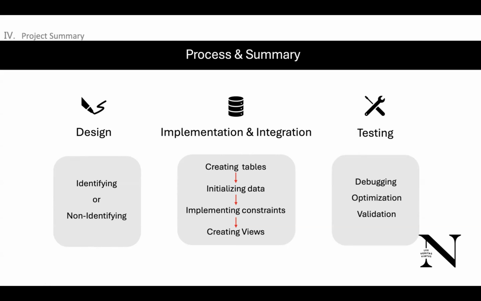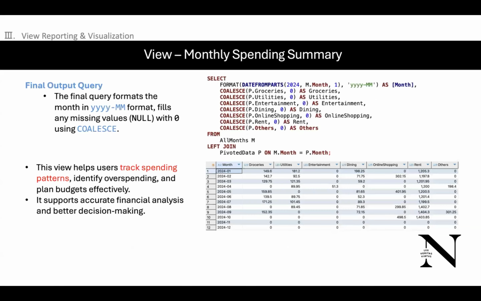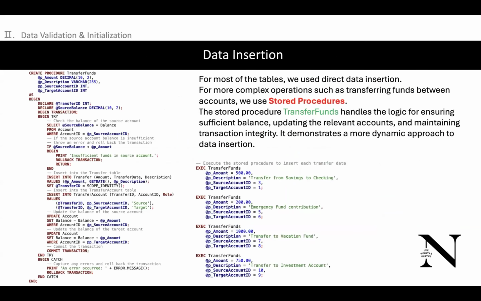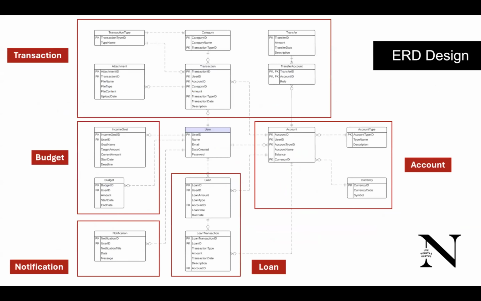Sure. Thank you for asking. To maintain data integrity, we use constraints and triggers. For example, in the loan table, we use a check constraint that ensures the due date is always later than the loan date, and also in the account table, users cannot create multiple accounts with the same name. We also use foreign keys to link tables, like tying each account in the account table to a valid user in the user table, ensuring consistent relationships.